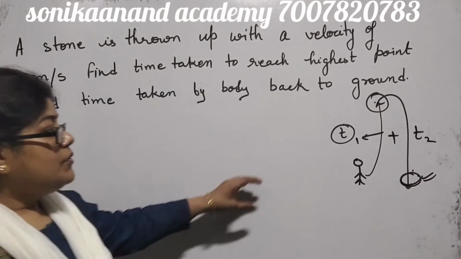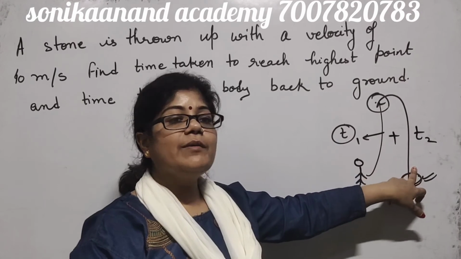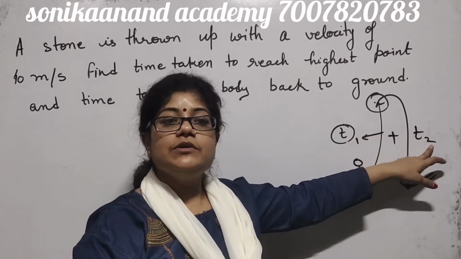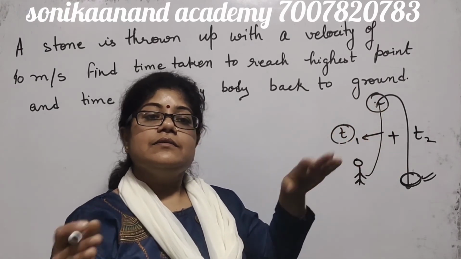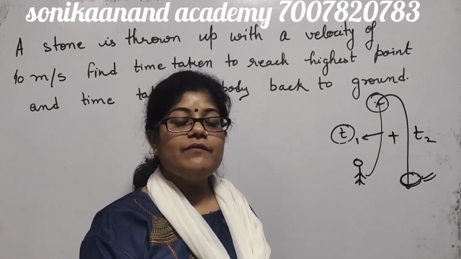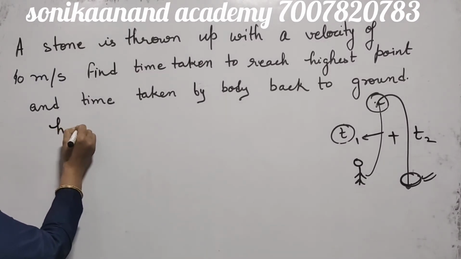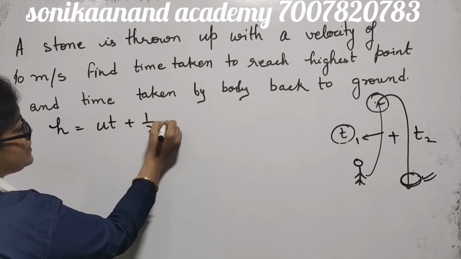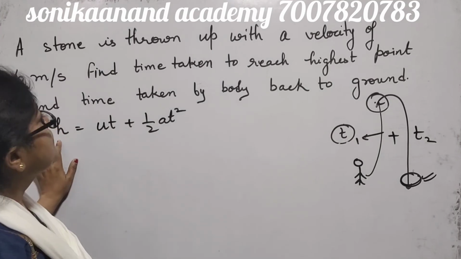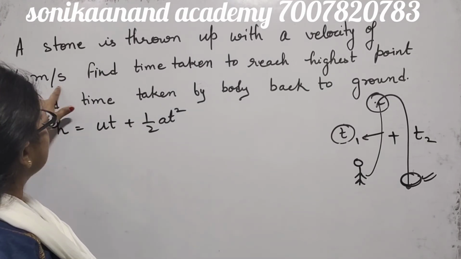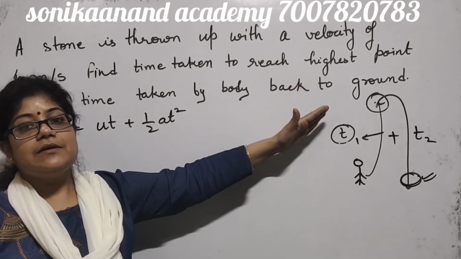Now the time taken in moving up to a height is equal to the time taken in moving back to the ground. That means T1 is equal to T2. So if we find the time taken to reach the highest point, we just multiply by 2. Then we get the total time. Now how will we find the time? We have the formula height is equal to ut plus half at square. Whenever a height is given, we use height. But here we don't have the height attained.